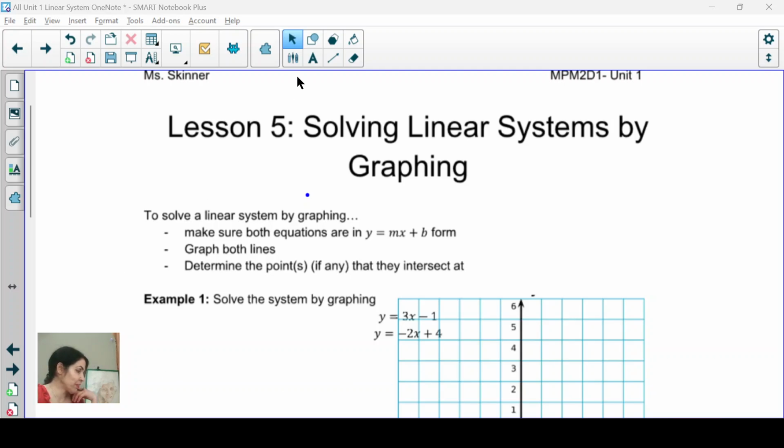This is lesson 5, solving linear systems by graphing.